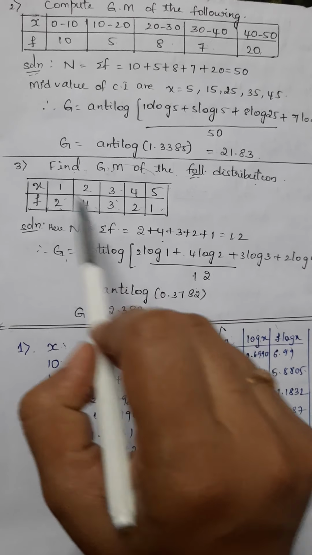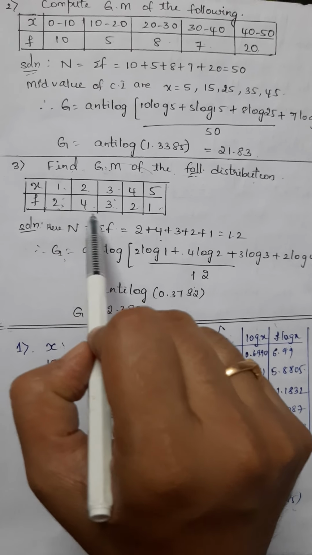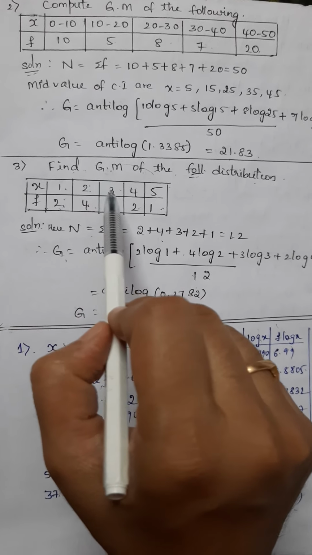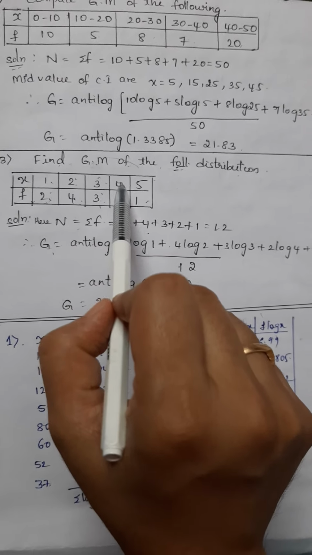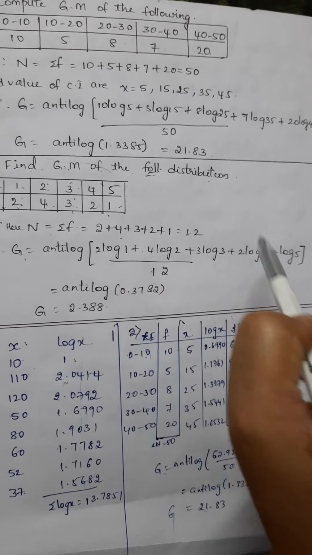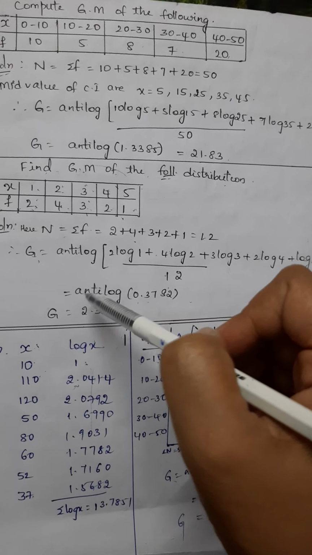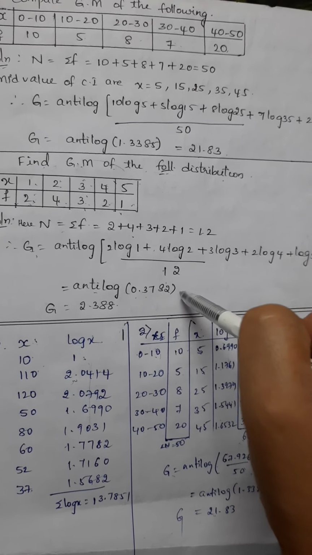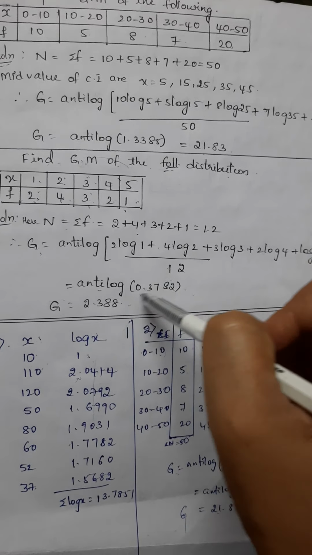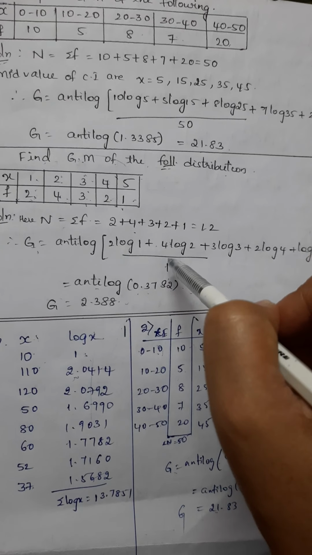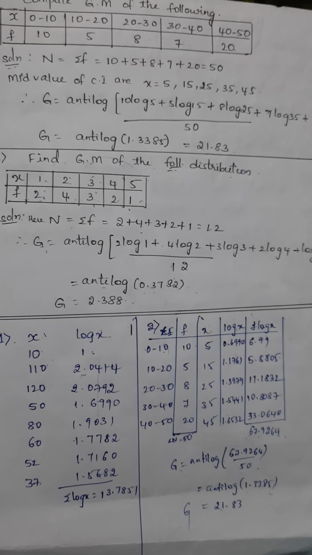Summation of f into log x means 2 into log 1 plus 4 into log 2. Since we have summation, we have to add all the values. Plus 3 into log 3 plus 2 into log 4 plus 1 into log 5. Then when I simplify this using my calculator, I'll get 0.3782. Then if I calculate anti-log of 0.3782, I'll get G, geometric mean, as 2.388. This anti-log and logarithmic values can also be calculated using logarithmic tables. With this, we have completed problems on geometric mean.